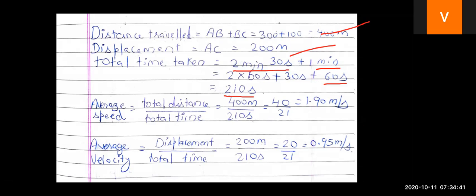So total distance 400, total time 210, let's divide, the answer is 1.90 meter per second, right? Average velocity. Average velocity, displacement 200 meter, total time 210 seconds, right? So your average velocity is 0.95 meter per second.